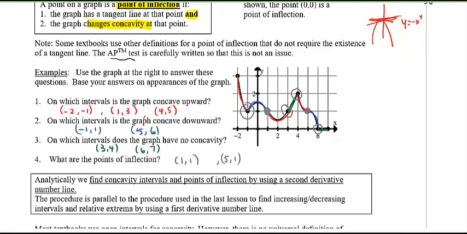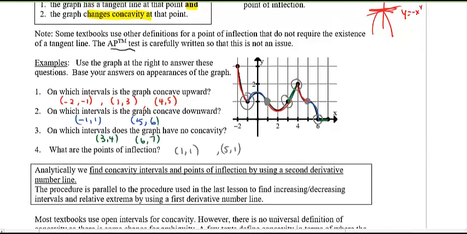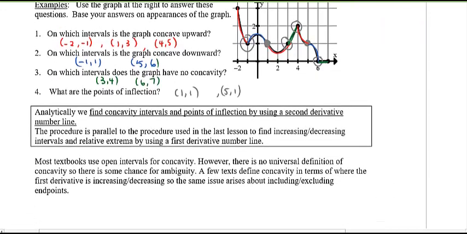Okay? Now, this is a visual, but what about analytically using algebra? Well, the idea is the same as we did before with the increasing, decreasing, but this time because concavity talks about the second derivative, we're going to use a second derivative number line. So instead of drawing the first derivative number line, remember what we did there with the increasing, decreasing, now we want to find the second derivative number line.